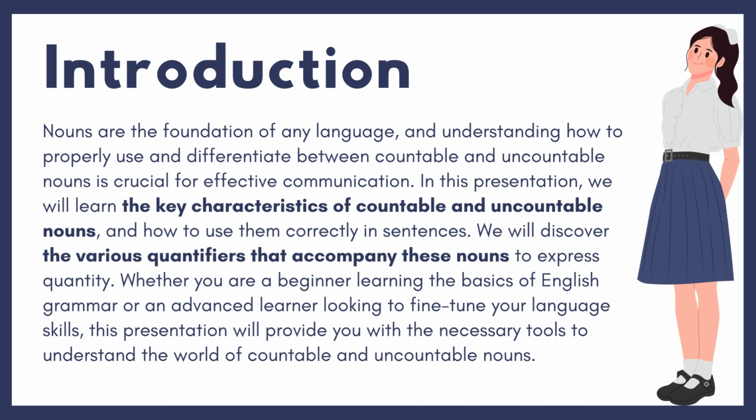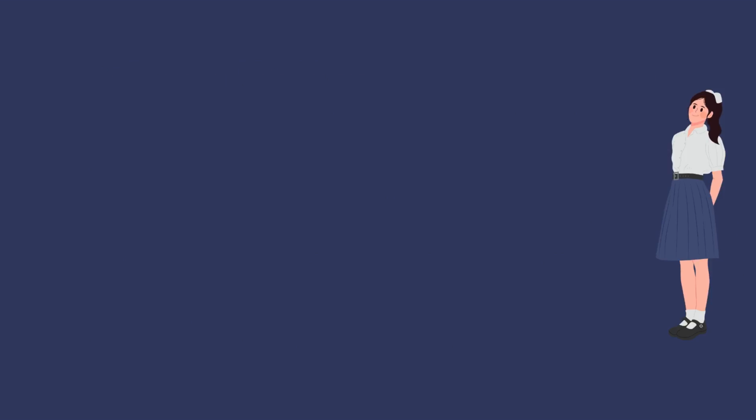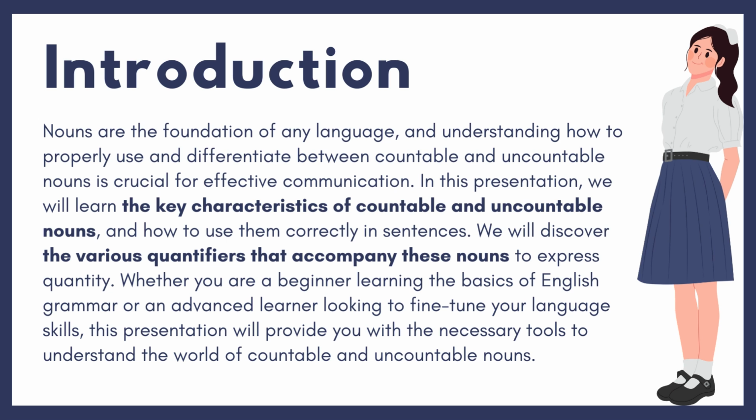Introduction. Nouns are the foundation of any language, and understanding how to properly use and differentiate between countable and uncountable nouns is crucial for effective communication. In this presentation, we will learn the key characteristics of countable and uncountable nouns, and how to use them correctly in sentences. We will discover the various quantifiers that accompany these nouns to express quantity. Whether you are a beginner learning the basics of English grammar or an advanced learner looking to fine-tune your language skills, this presentation will provide you with the necessary tools to understand the world of countable and uncountable nouns.